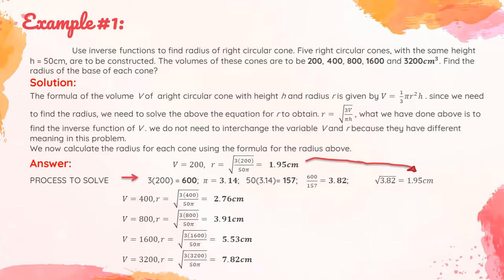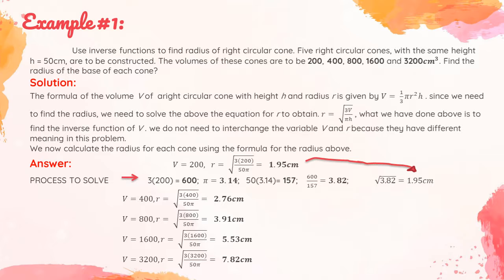What we have done above is to find the inverse function of V. We do not need to interchange the variables V and R because they have different meanings in this problem. We now calculate the radius for each cone using the formula for the radius above.